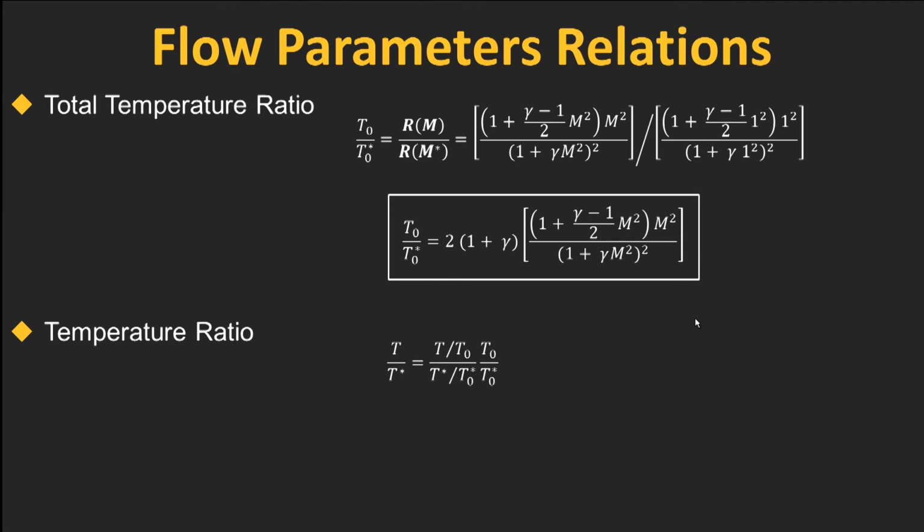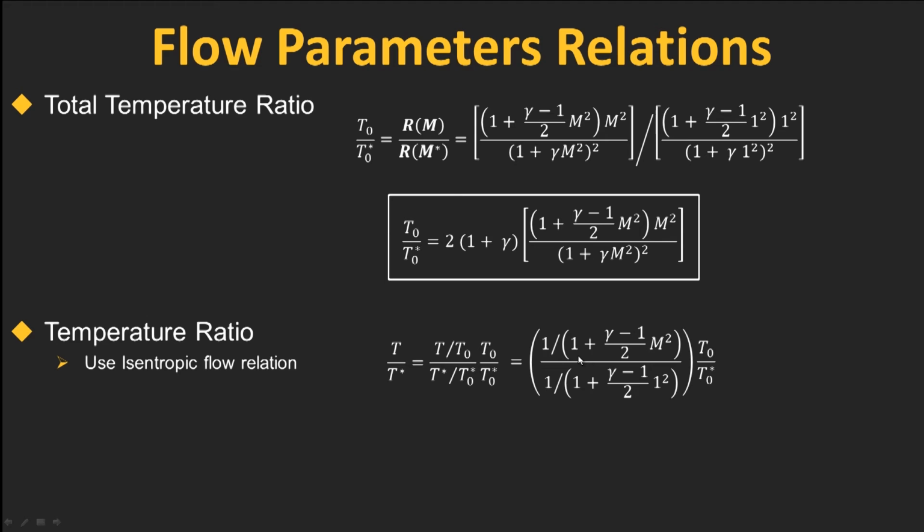Next, let's look at the temperature ratio T over T star. Before proceeding, we can multiply and divide by T0 in the numerator, multiply and divide by T0 star in the denominator, and we already have expressions from isentropic relationships for T over T0 or T0 over T. Similarly, we could have an expression for T0 star over T star, and we just developed an expression for T0 over T0 star above here, and we just need to plug in all of that and write this out as this expression in terms of the Mach number times T0 over T0 star.